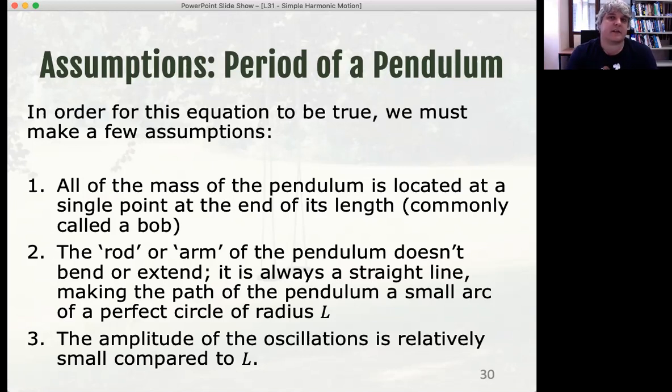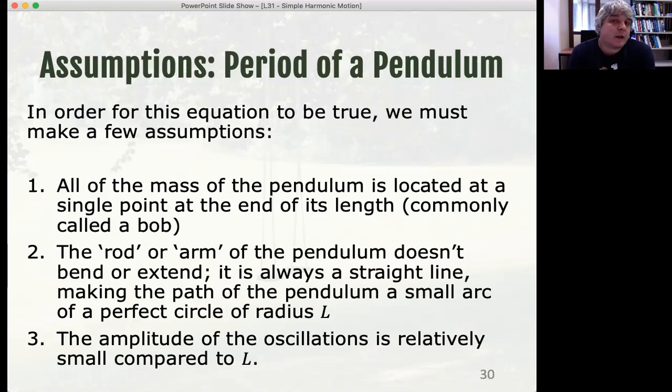And then the last one is actually quite important, and that is that the amplitude of the oscillations is relatively small compared to L. So that means if you have a tiny pendulum that's only 5 or 6 centimeters long, you can only move it a few millimeters either side and it'll do these little tiny oscillations. But if you have a big pendulum that's say 1 meter long, then you can move it happily a few centimeters either side and that equation will be true.